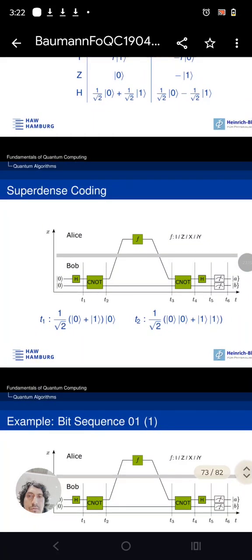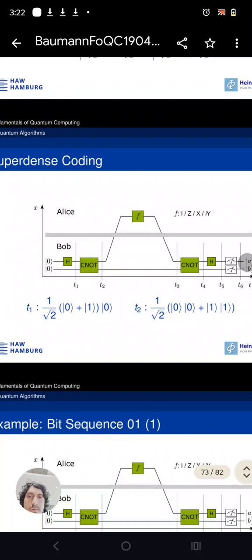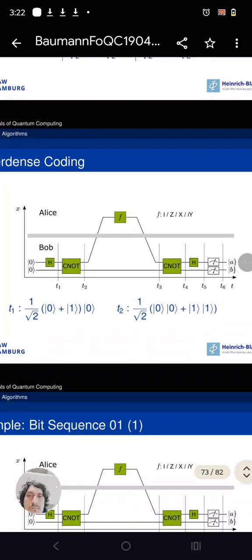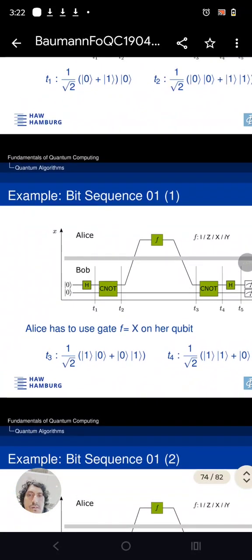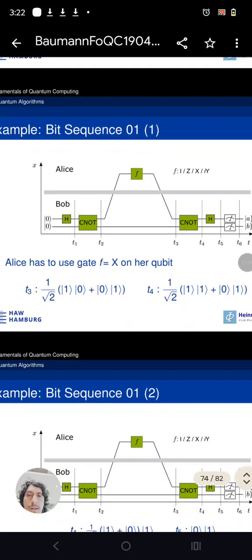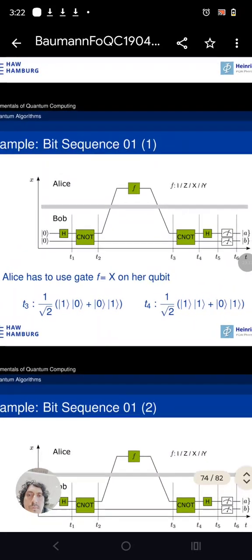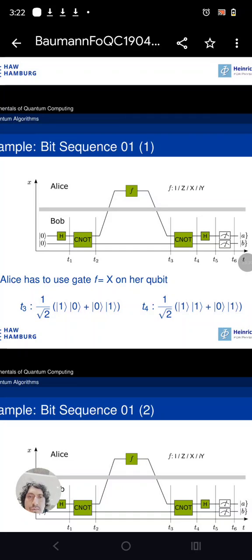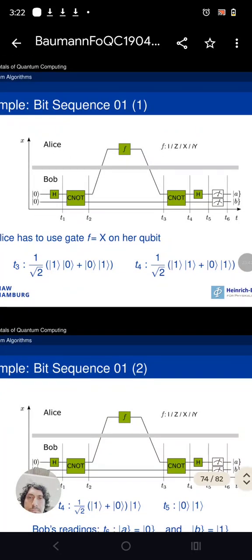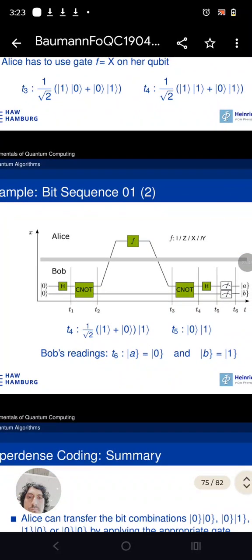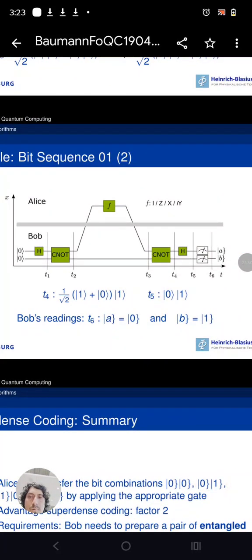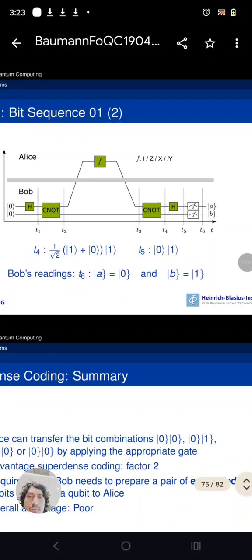Then we have superdense coding. T1, T2, T3, T4, T5, T6. Example bit sequence. So Alice has to use gate f equals X on her qubit. Above setting T6, a equals 0 and b equals 1.